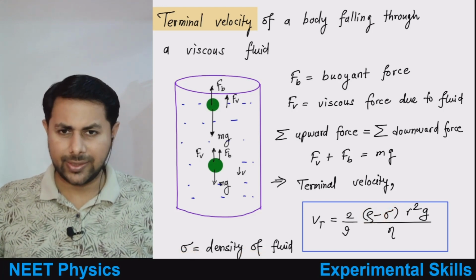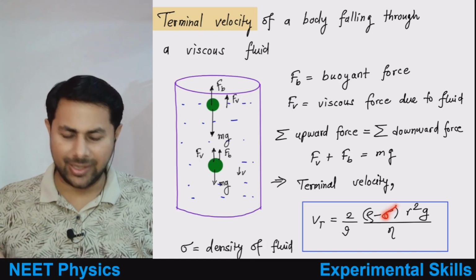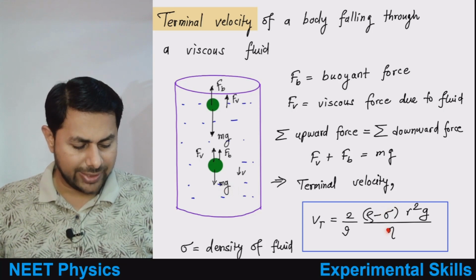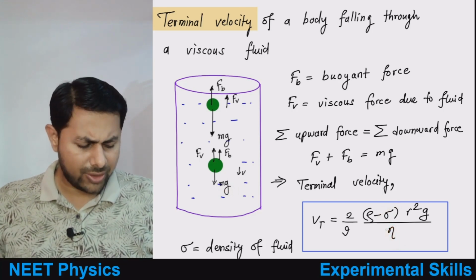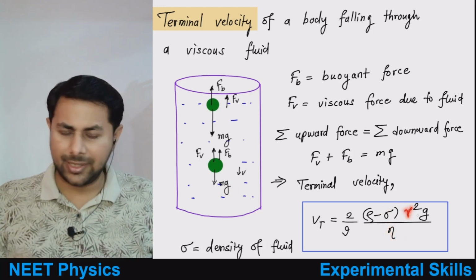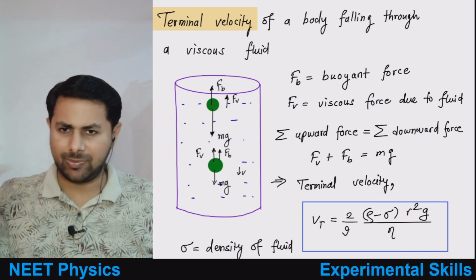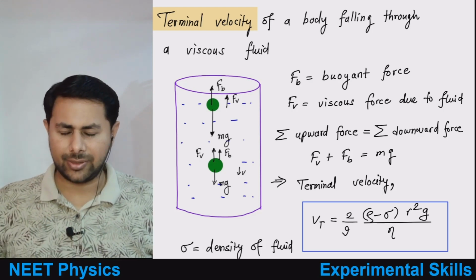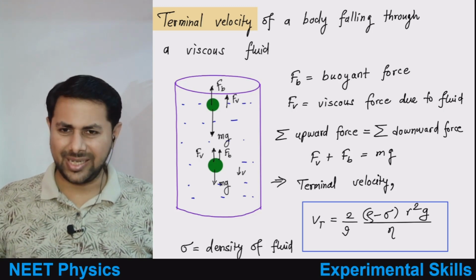It can be a gas, right? It can be air also, it can be a liquid. So the density of that medium is sigma. And what is eta? Eta is the coefficient of viscosity, or you can just say viscosity. And r is the radius of this ball, or suppose any solid sphere that you drop through that medium. Is this thing clear? This is the experiment.